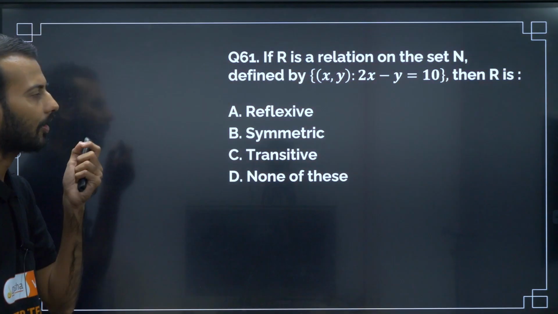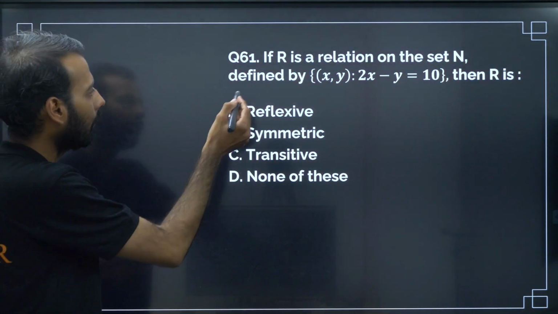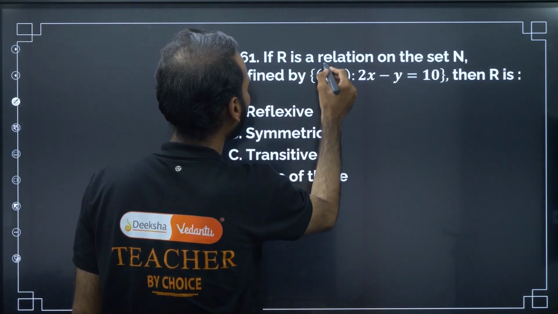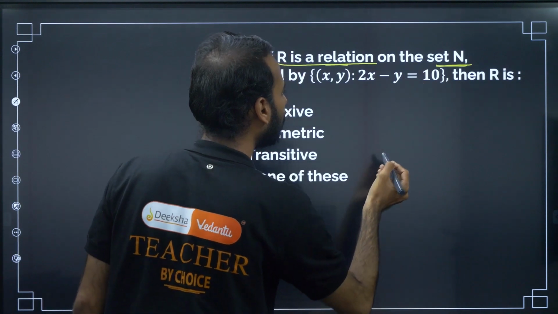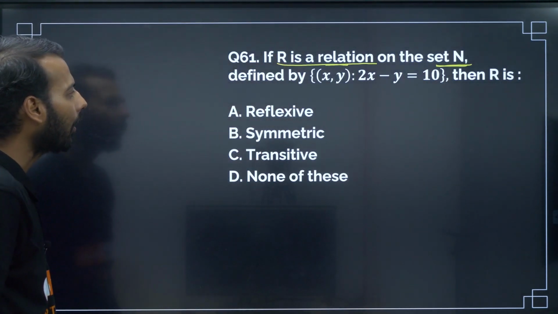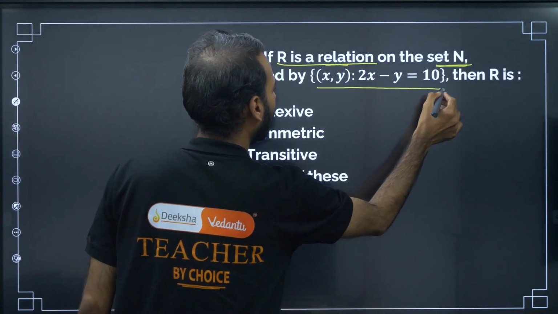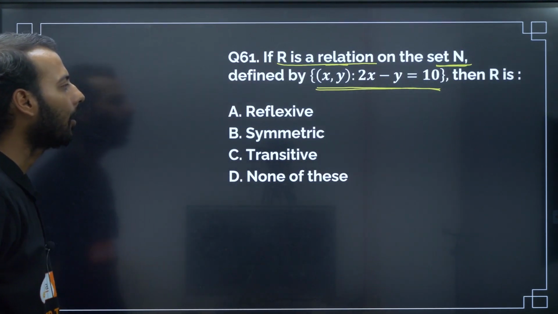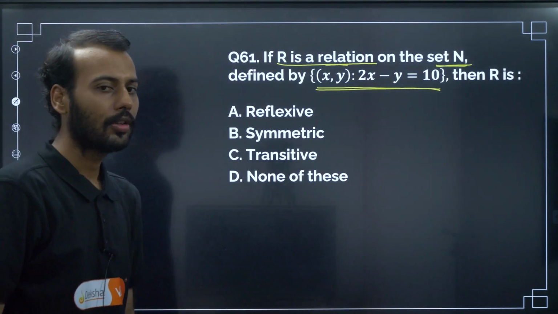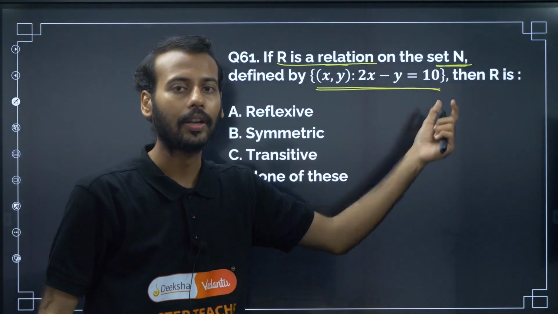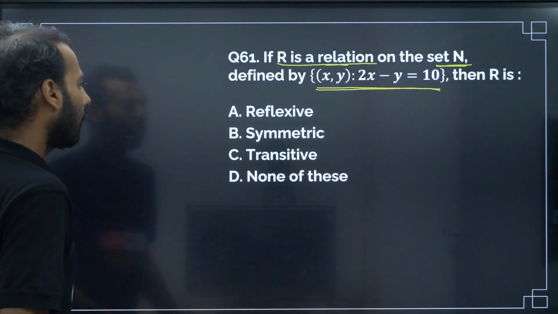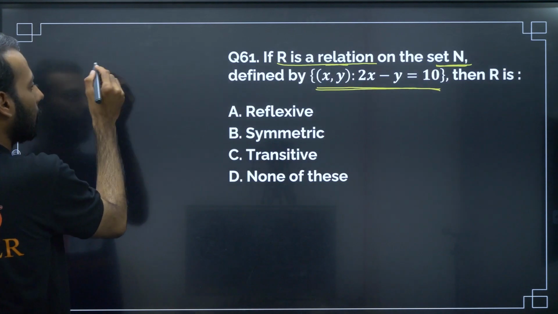So we'll start with the 61st question. Here, if R is a relation, they are talking about one relation. R is a relation on set N, where set N means natural numbers, defined by the relation 2x minus y is equal to 10. Then R is... So one relation on a set they have given, they are asking what type of relation that R is.